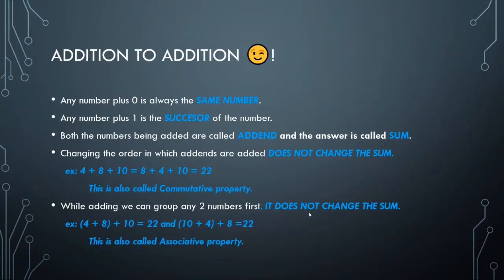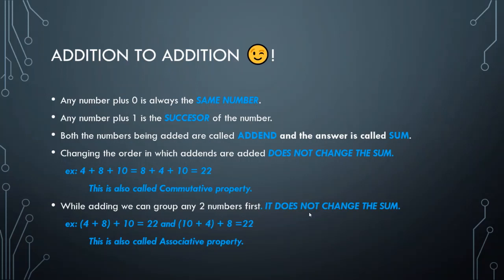Addition properties. Any number plus 0 is always the same number. Any number plus 1 is the successor of the number. Both numbers being added are called addends, and the answer is always called a sum. Changing the order in which addends are added does not change the sum. For example, 4 plus 8 plus 10 equals 8 plus 4 plus 10, which gives the same answer, which is 22. This is also called the commutative property.